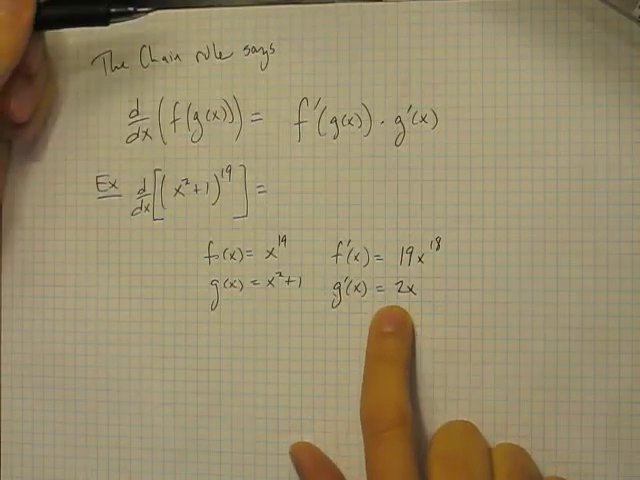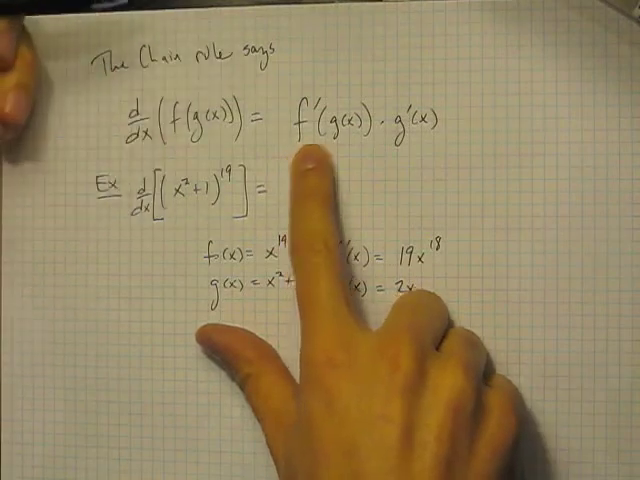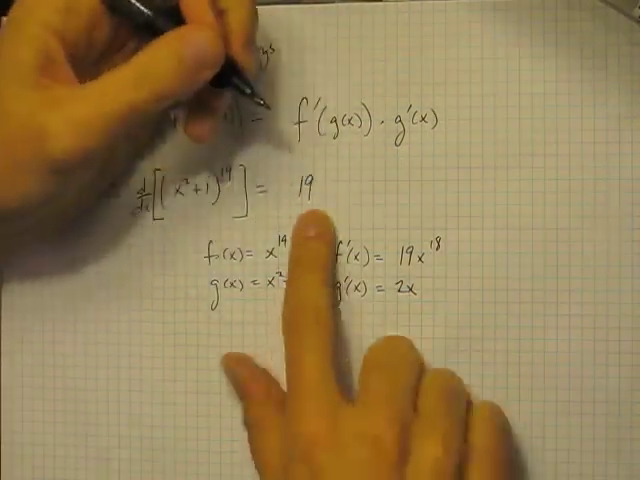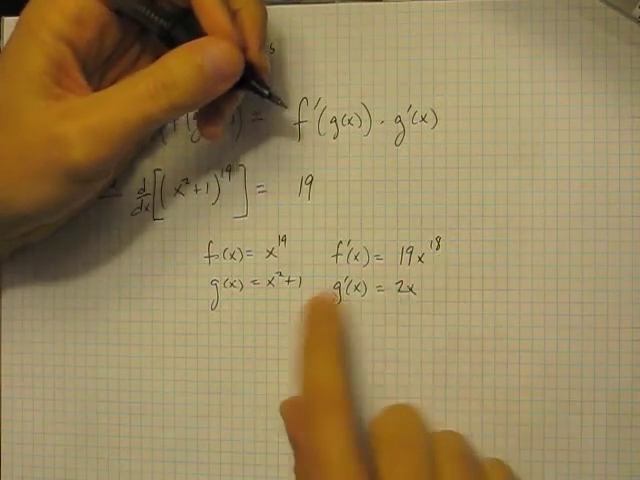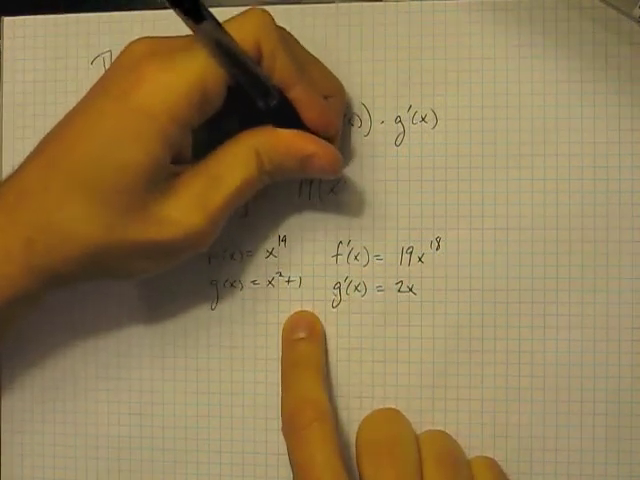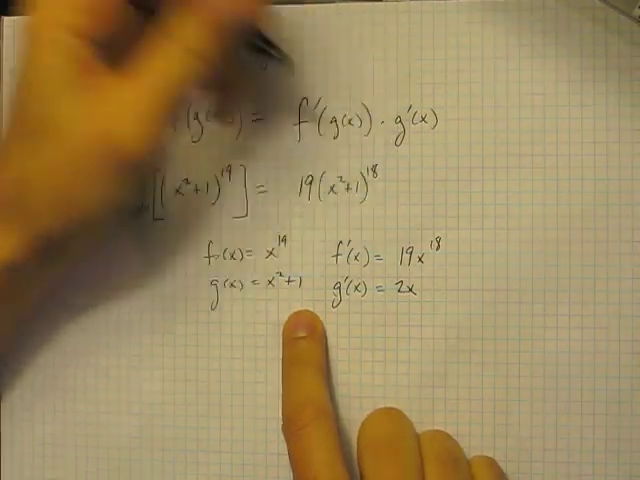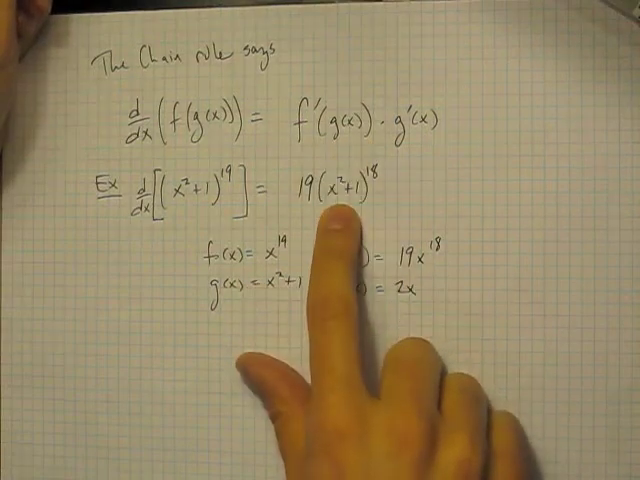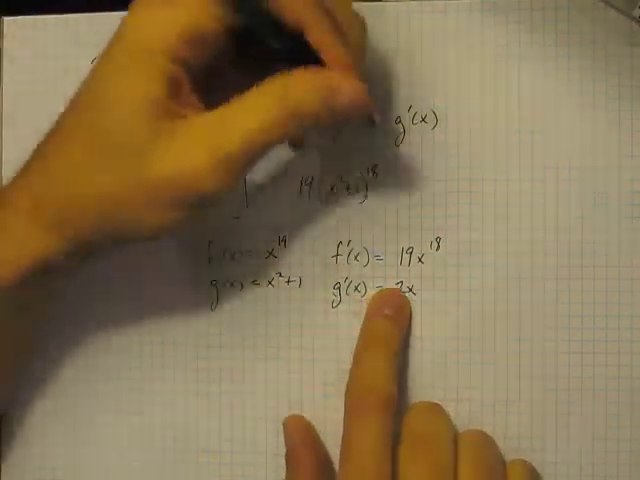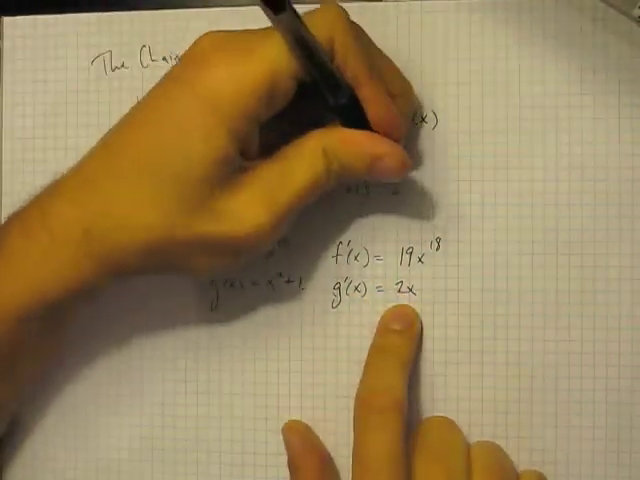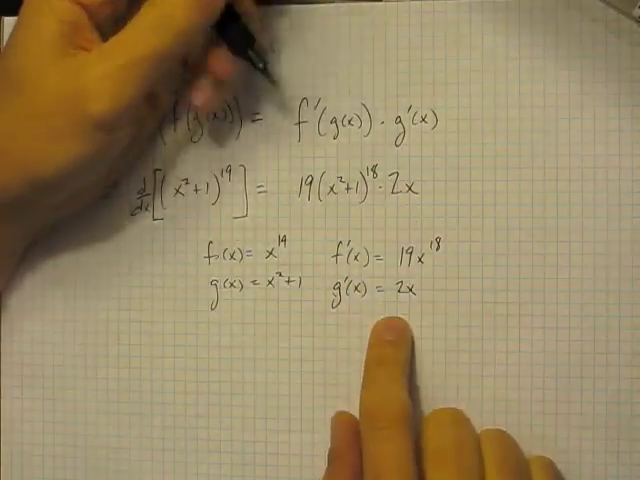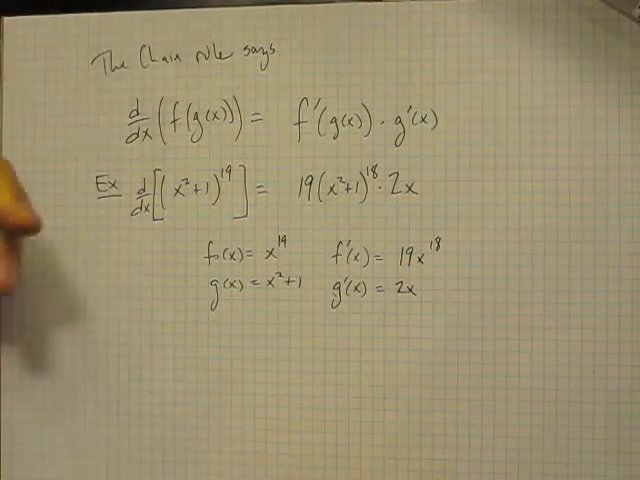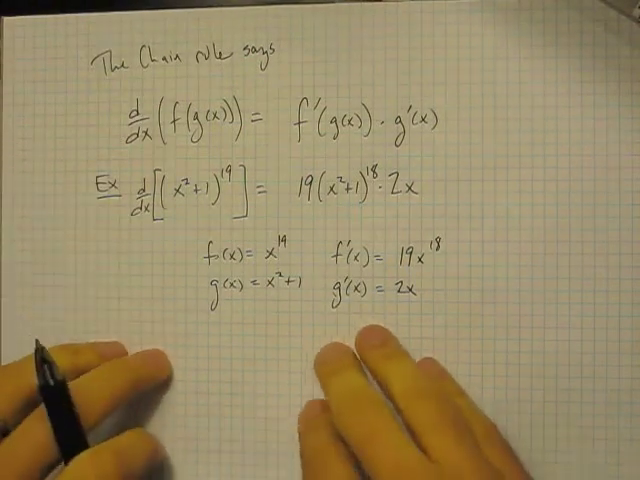Okay, so now let's use this data and the formula for the chain rule to compute this derivative. So we take the derivative of f and plug g in. The derivative of f is 19 times the input to the 18th power. So here's the input. This is the derivative function of f with g plugged into it instead of x. And then we're multiplying by 2x, which is the derivative of g. So this is in fact the derivative of this function. Notice how easy that was to compute. Okay, let's do another example.